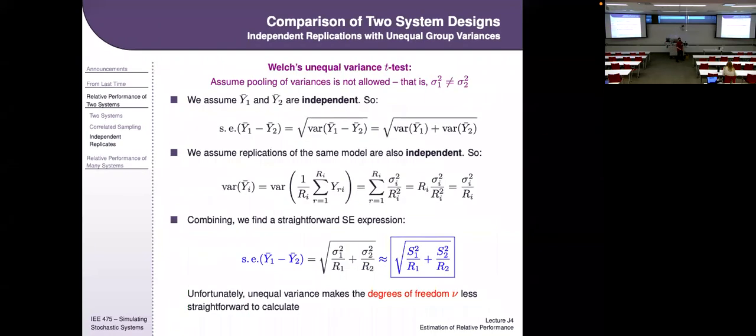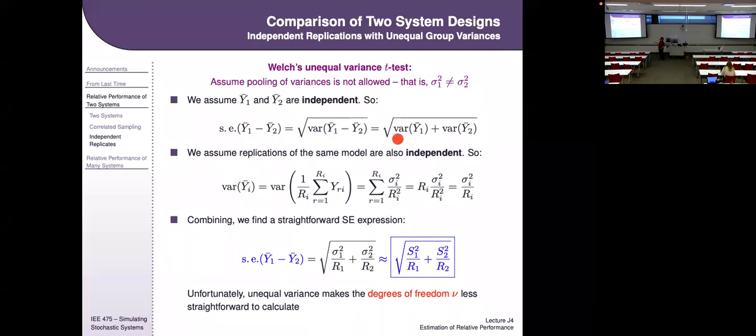Now, in the most generic case, when I can't assume the two systems have the same variance, I have to use the Welch's unequal variance t-test. This is another two-sample t-test, but it is for systems where we can't assume they have the same variance between the two systems. And so here's the generic formula for the standard error of the mean.